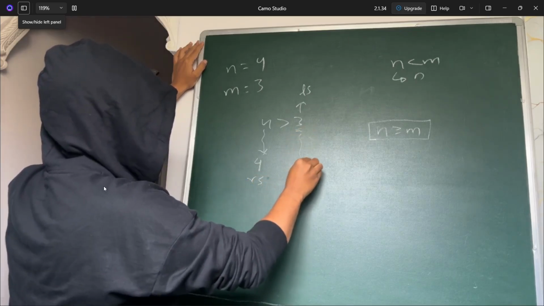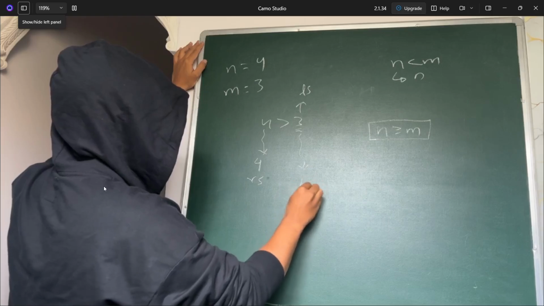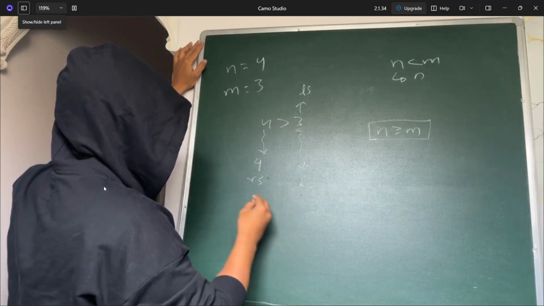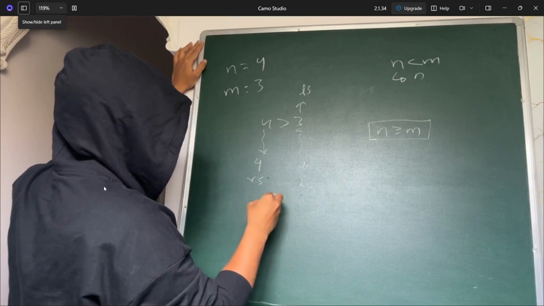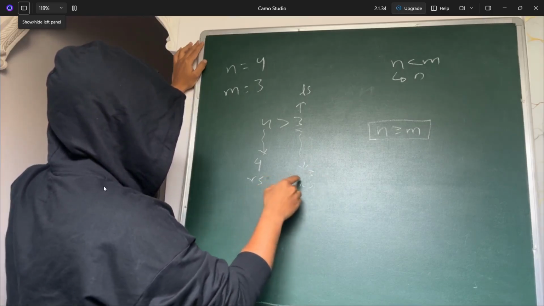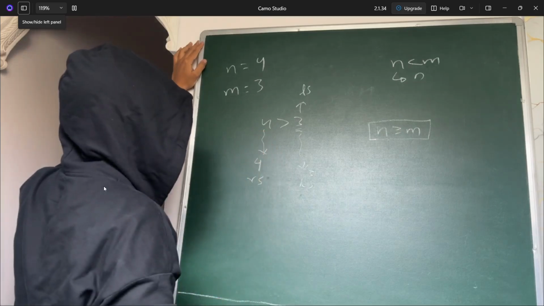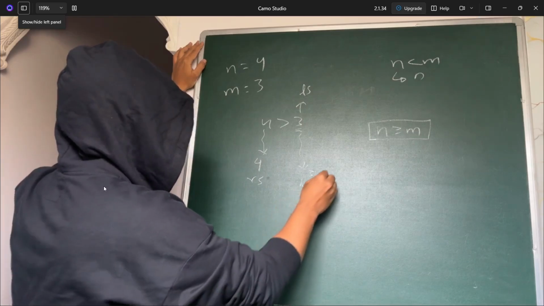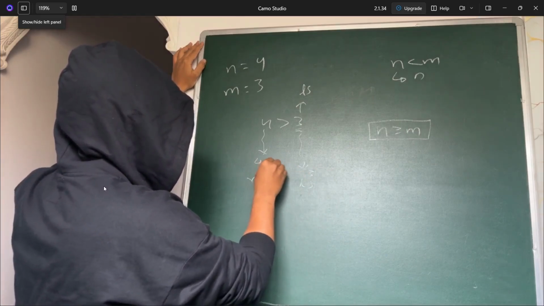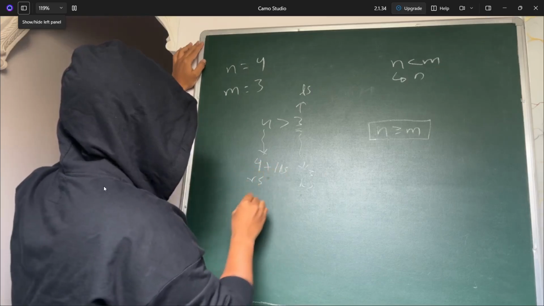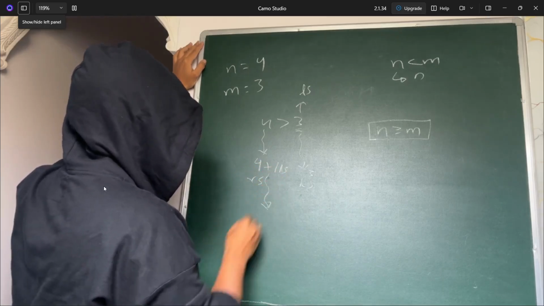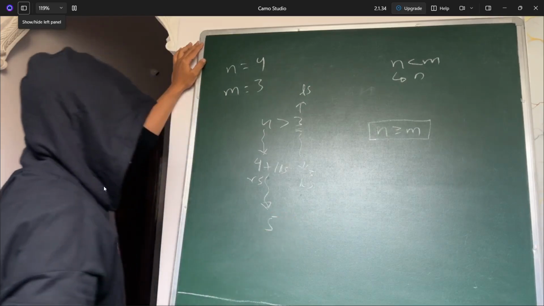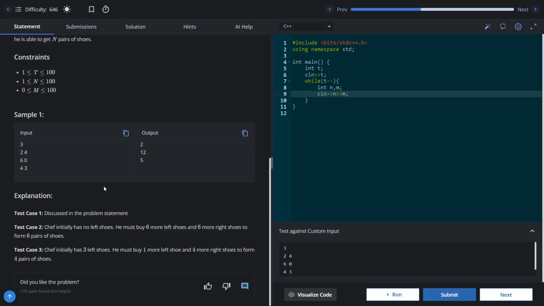How many left shoes does he have? He has 3 left shoes. So one more left shoe is missing to make a pair, right? Here we have 3, here we have 4. So he needs to additionally purchase one left shoe. He'll be purchasing 1 left shoe and 4 right shoes. Whatever he's purchasing is our answer. 5 is our answer in this case. Here it is indeed 5.